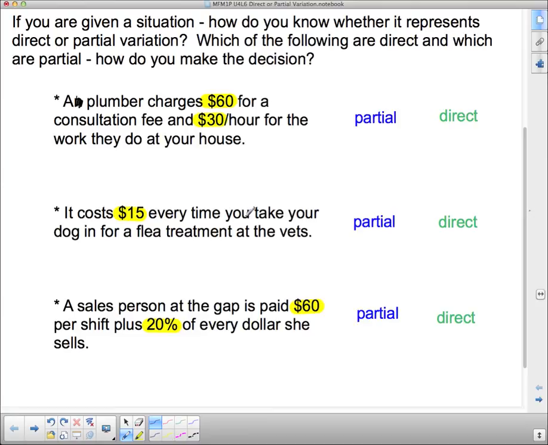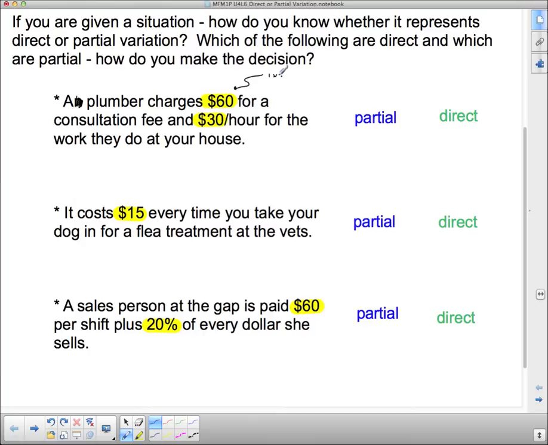So let's think about what it meant to be partial variation. In our last lesson, when we were talking about partial variation, we had an initial fee, a starting point. It started on the y-axis up somewhere other than zero. So here, this $60 counts as our initial value. I'm going to call it IV up there.